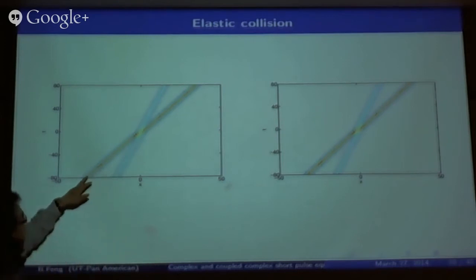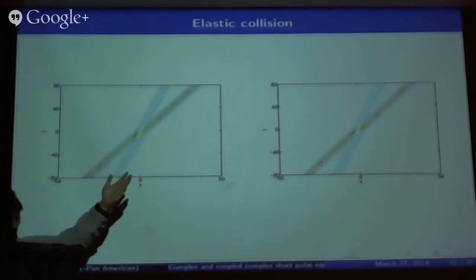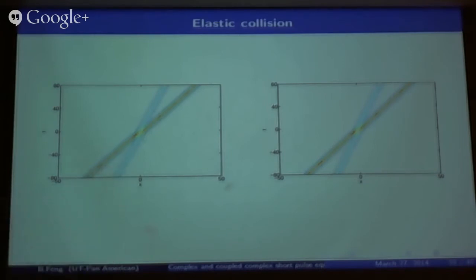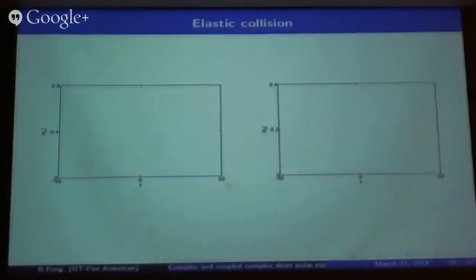After the collision, you see from the contour plot that the amplitude does not change, because the color stays the same. Sorry, it's not clear here. On the paper it's clear. Later on, if I have time, I can show the real-time simulation of this pulse.